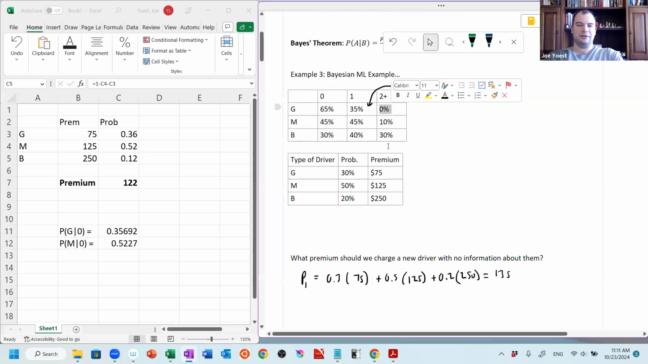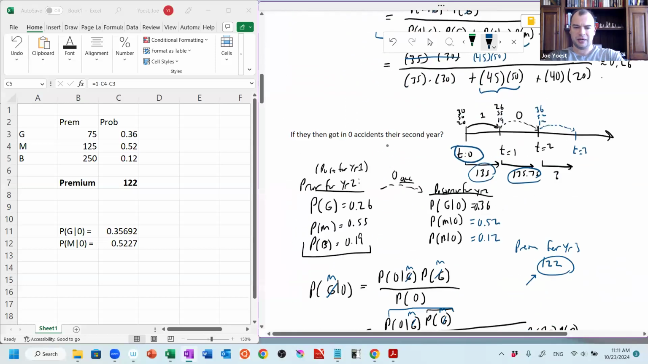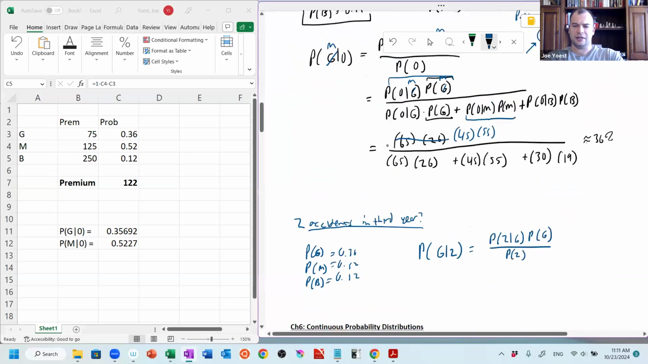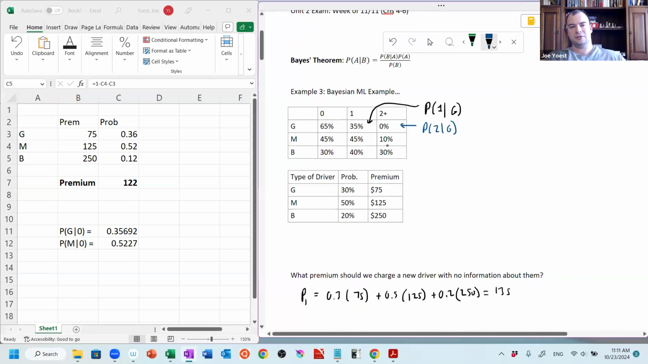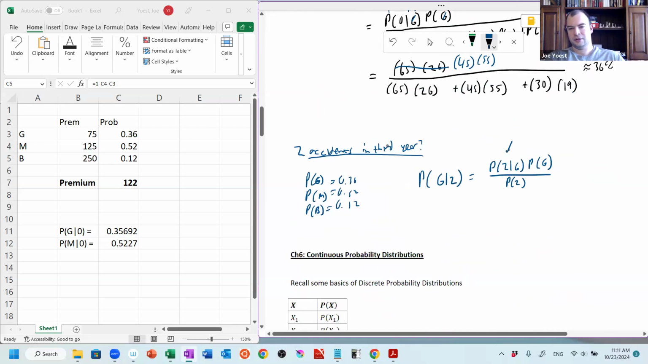Well, according to our model, good drivers never get in 2 or more accidents. Probability of 2 given good. Did I write that backwards down here? No, I didn't. Okay. Yeah, the probability of getting in 2 accidents given a good driver is actually zero under our model. This number is actually zero, not a small number, not like 0.1, but zero. Well, zero times whatever divided by whatever is actually zero.